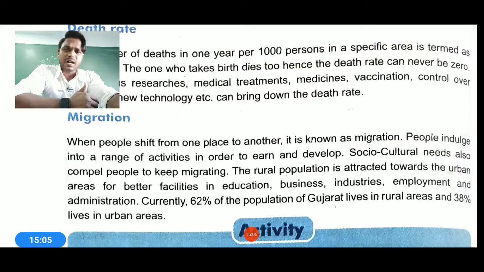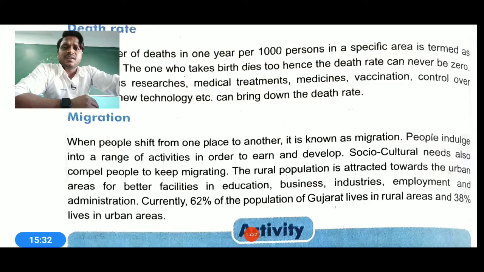If we talk about the Kalol area, most of the people are thinking that they should have a house in Baroda district. Why? Because they see more and more facilities there. So when people shift from one place to another, it is known as migration. People move into active areas to earn and develop also. They can get money, they can get development and all. ऐसा लोगों को लगता है. So they try to go to the big cities.